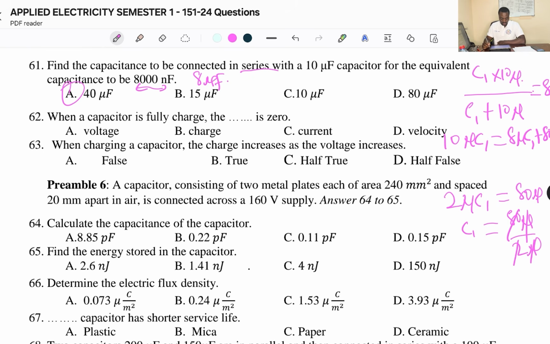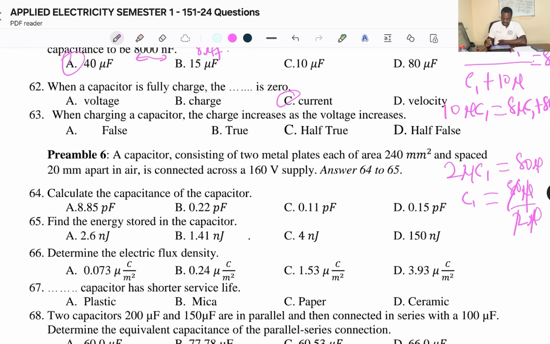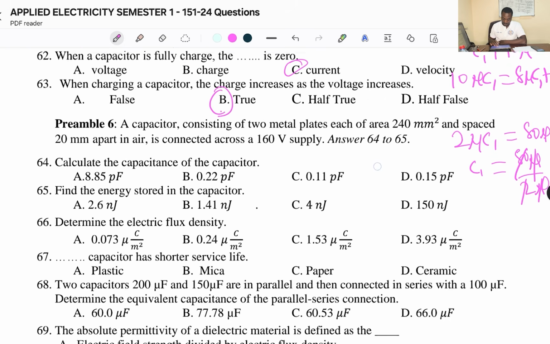Question 62. When a capacitor is fully charged, the current is 0. If you have a capacitor, or in this case, your phone, when it's fully charged, at that instant, the current is 0. When charging a capacitor, the charge increases as the voltage increases. So if you are charging a capacitor, in this case, your phone, right? The charge is going to increase as the voltage increases. So the answer here is B.